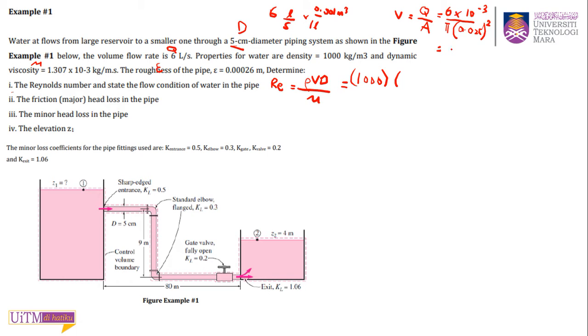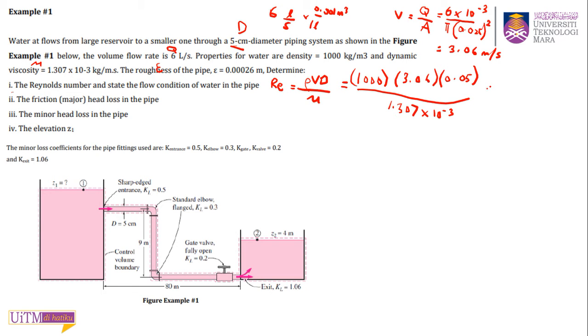You will get your V equal to 3.06 meter per second. So you have your rho, you have your V, so put your 3.06 times the D, the diameter is 5 centimeter, which is 0.05 meter, divide by mu, which is 1.307 times 10 power minus 3.